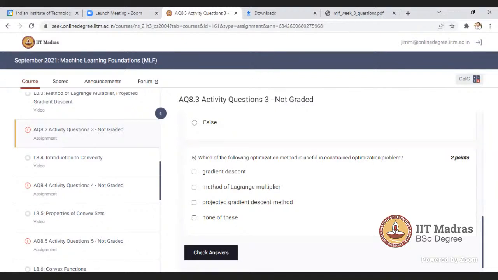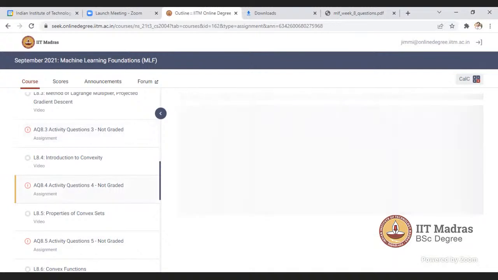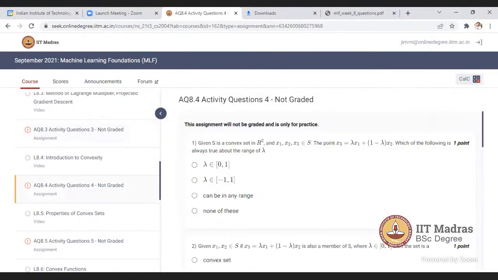Okay, now let's move to the activity question 8.4. So this question says, given S is a convex set in R square, R2. Number of things that are related are going to get illustrated via the case.